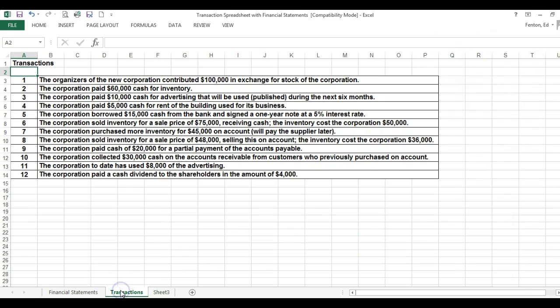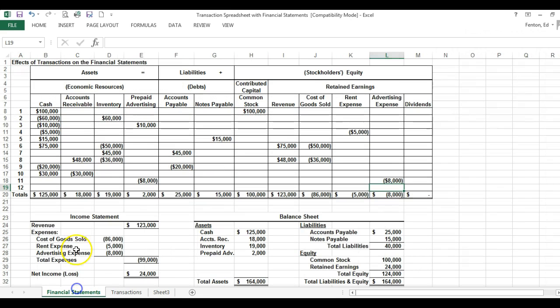In the final transaction, the corporation paid a dividend, a cash dividend, in the amount of $4,000. Cash is going out the door, and dividends were paid, -4 here. And now we finished all the transactions.